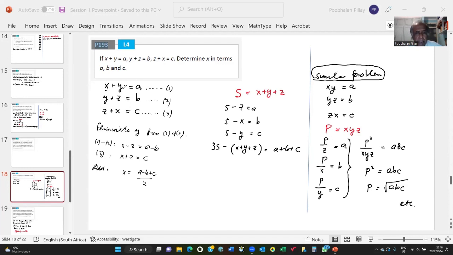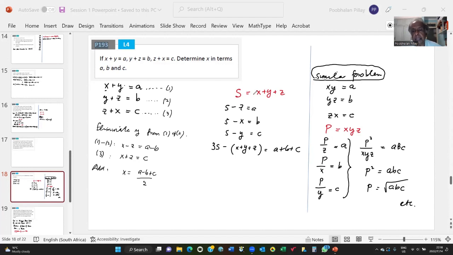So we choose to eliminate y from, for instance, these 2 equations. You can subtract them, and y goes away, and you have this equation, x minus z equals a minus b. Now y is not there anymore, and you have 2 equations with 2 unknowns. The other equation is equation 3, x plus z equals c, and you can eliminate z because you're trying to find x. The way to do that is to simply add, and you calculate x to be this.